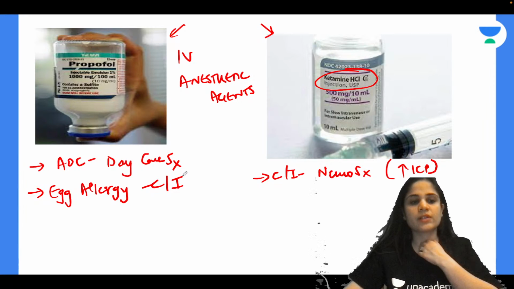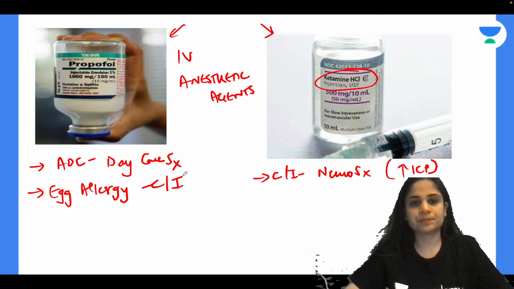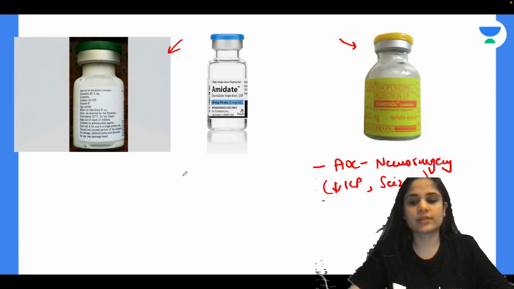Alright, next question. Which is the agent of choice in cardiac surgery? IV anesthetic agent of choice in cardiac surgery.